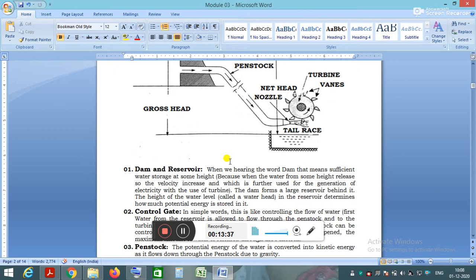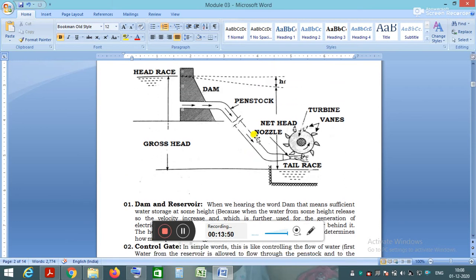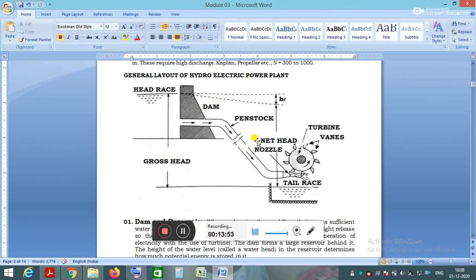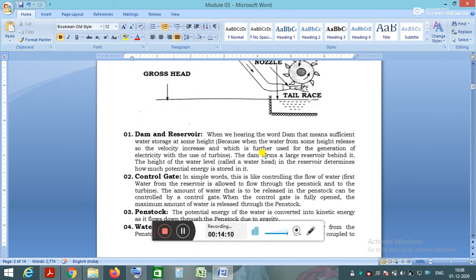Sufficient water is stored at some height. The dam forms a large reservoir behind it. The height of the water level in the reservoir determines how much potential energy is stored in it. Means as the height of the dam increases, the head available at the inlet of the turbine also increases, and it also increases the potential energy, so what type of turbine is to be used depends on the height of the dam. Okay. The second one is control gates.